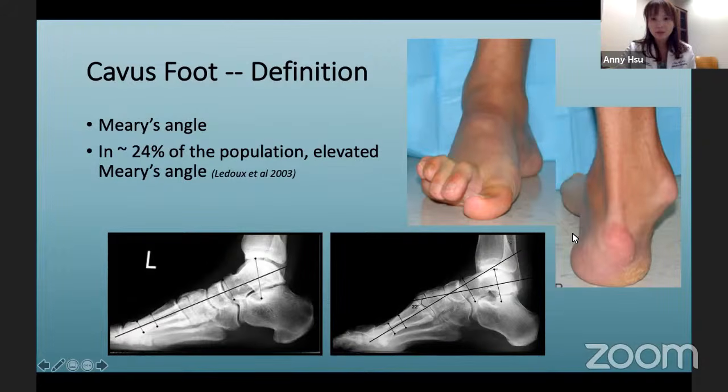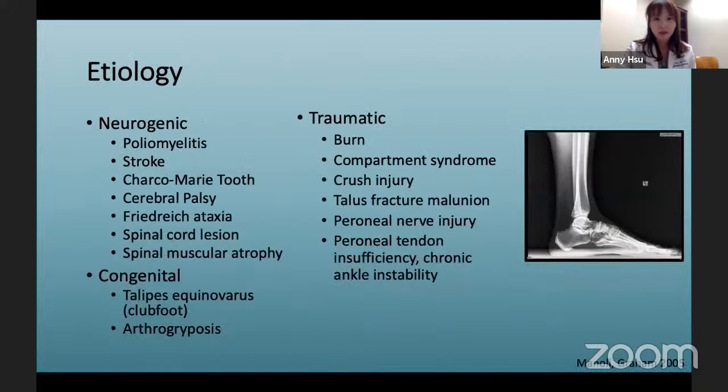And here's a clinical picture. You can see it's not just the cavus portion, but also the hindfoot has a very notable varus alignment as well. So there are several etiologies that can cause someone to have cavovarus deformity, and a large portion of this is a neurogenic etiology. This can include polio, stroke, Charcot-Marie-Tooth, cerebral palsy, Friedreich's ataxia, spinal cord lesion, and SMA.